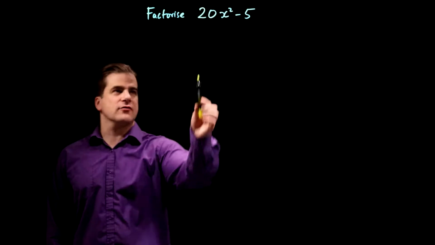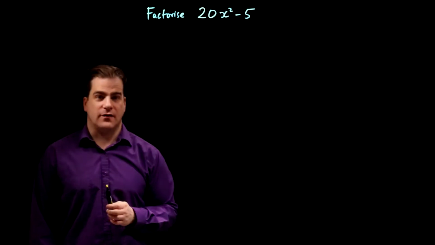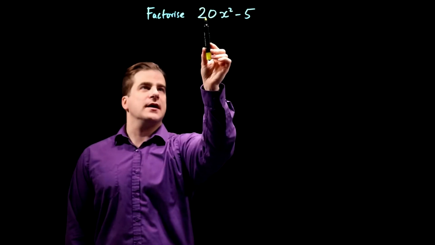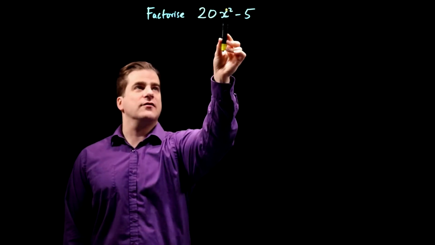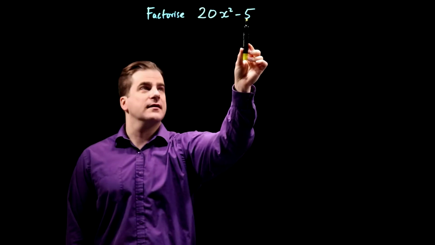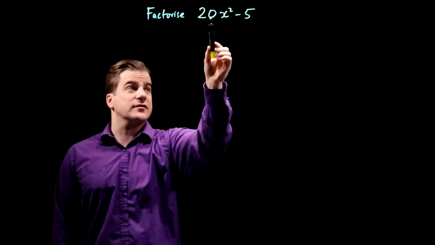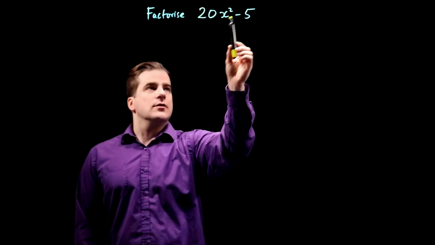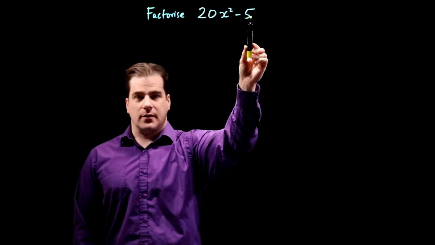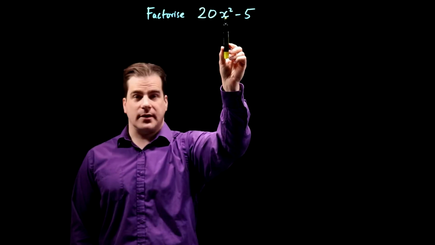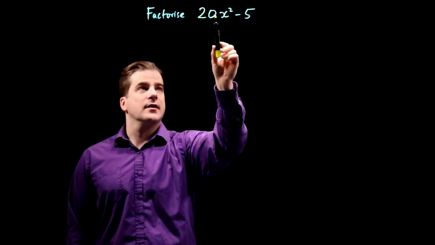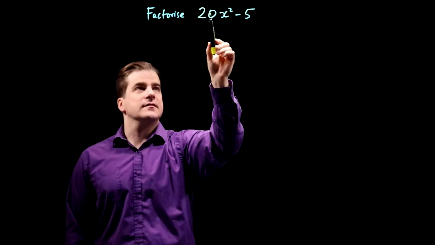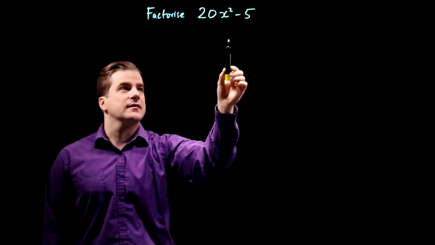Okay, so we have to factorise 20x squared minus 5. What we're looking for are common factors of this term, 20x squared, and this term, minus 5, because there's two terms. There are no x's in this term, so we can't do anything with the x squared. But there is a number in that term, and there is a number in this term. So we can do something with the numbers.